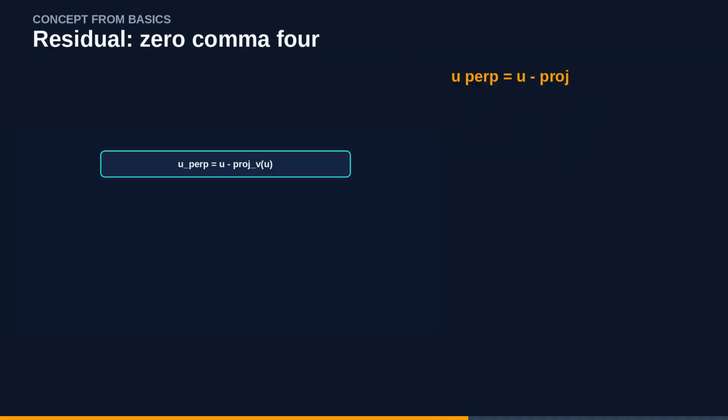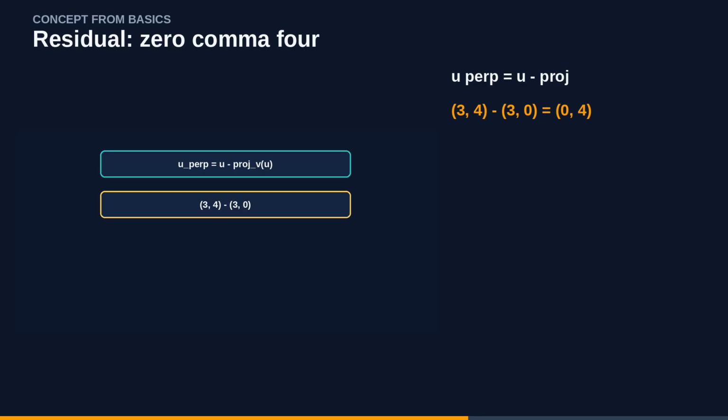Subtract for the leftover. The residual U perp is U minus the projection, 3, 4 minus 3, 0. Slot 1, 3 minus 3 is 0. Slot 2, 4 minus 0 is 4. So the residual is 0, 4, the directed leftover from F up to the tip of U.